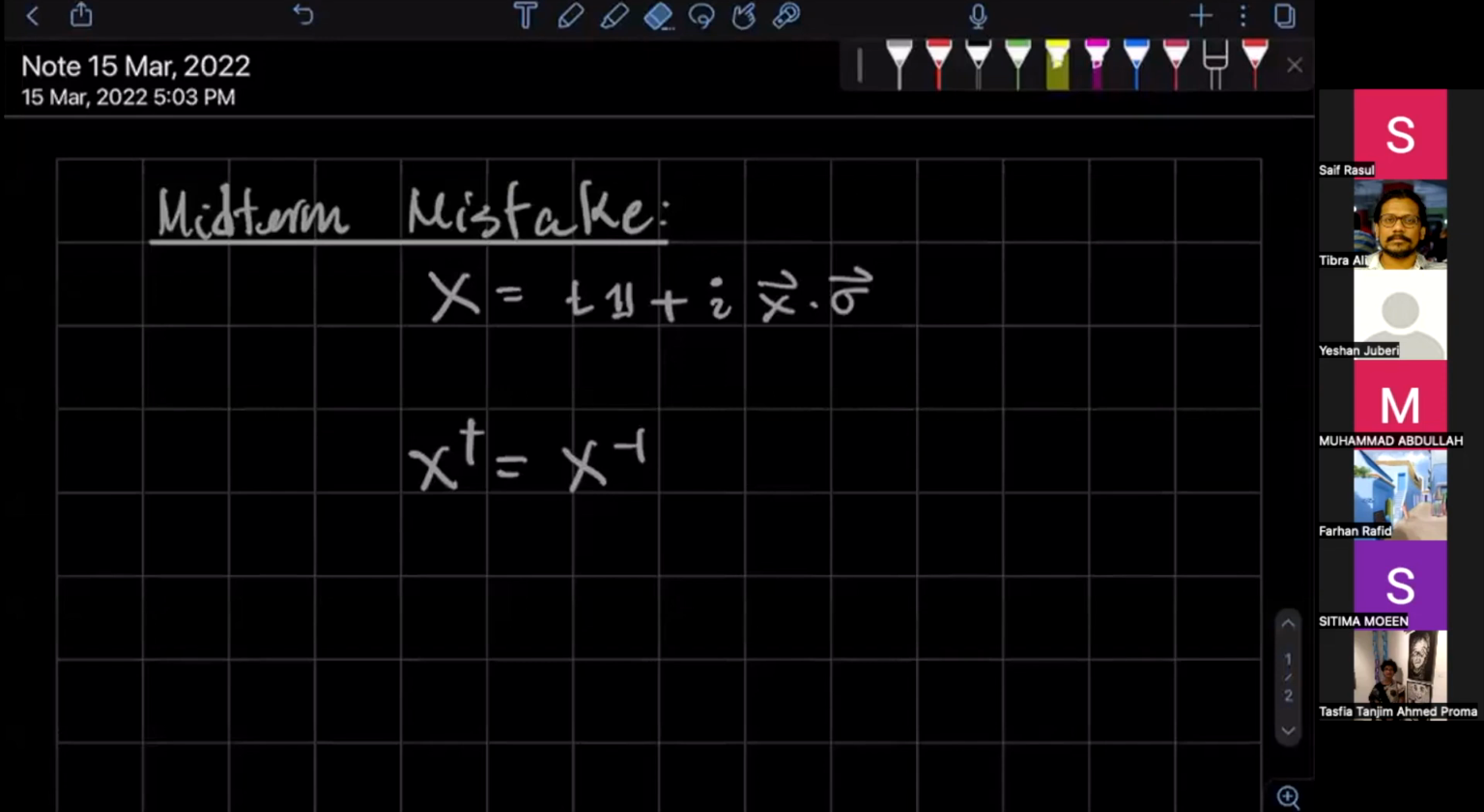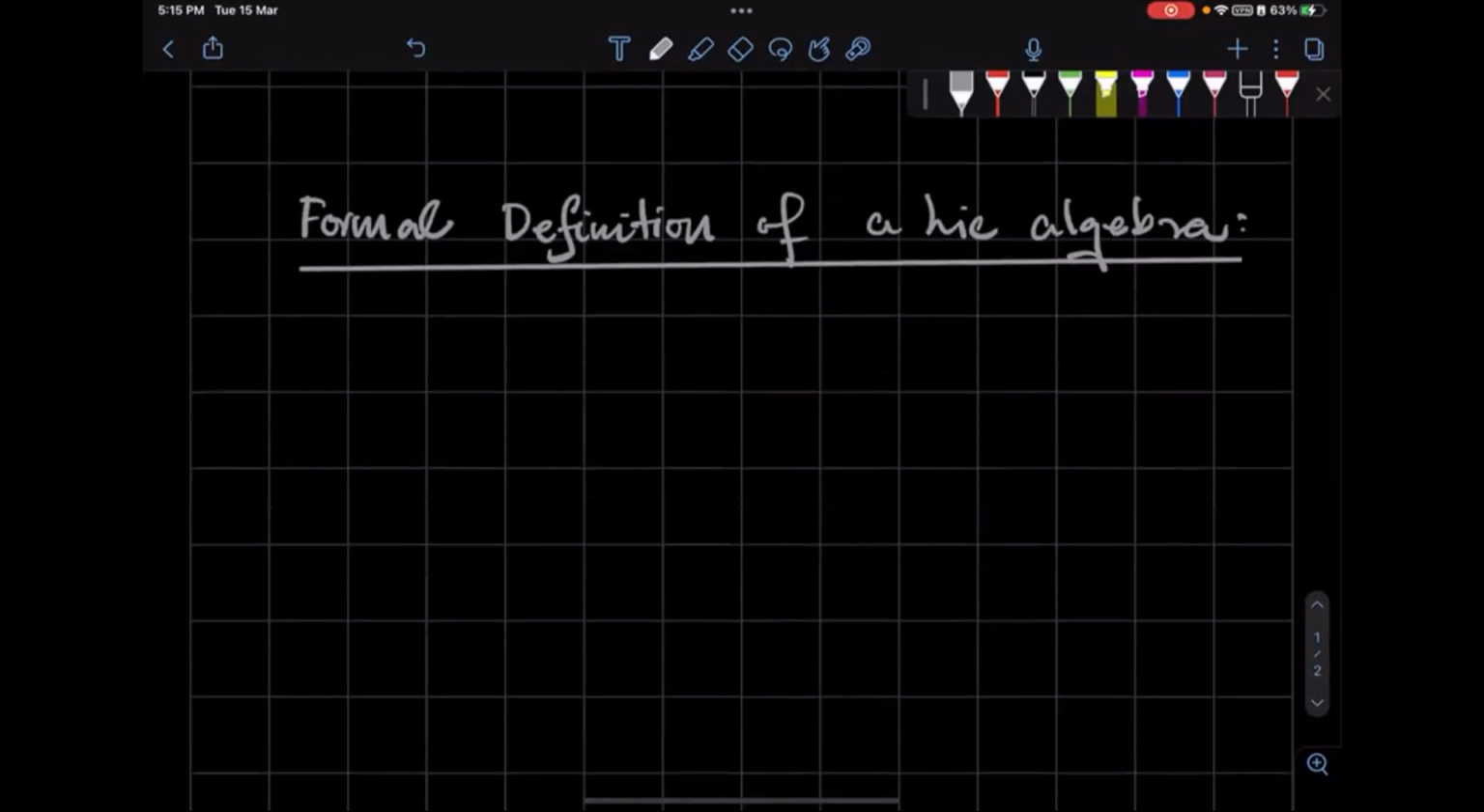Okay, so Farhan has asked a question: what is Lie algebra, and how does the Levi-Civita symbol come into play and things like that, right, Farhan? Yes, sir. We have seen examples. So for example, we have SU2 matrix. I'm just trying to make contact with what we have seen.